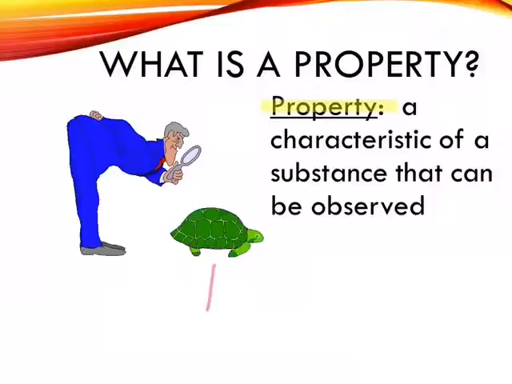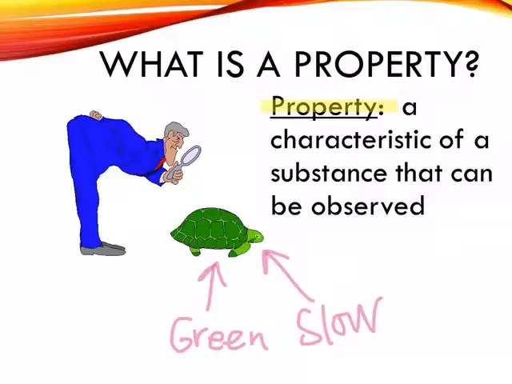First up, we're going to talk about properties. Properties are any characteristics that can be observed, and there are chemical and physical properties. In the picture, the turtle's properties could be green, slow, large. Any word that describes it would be a property.